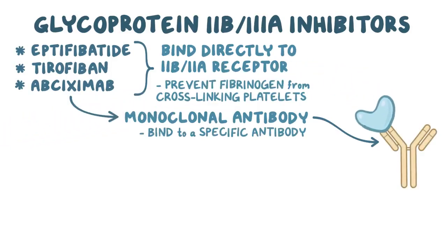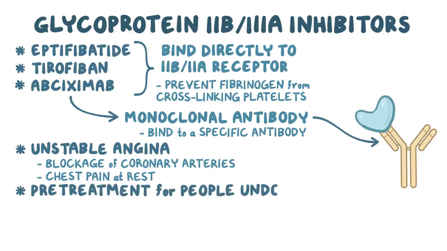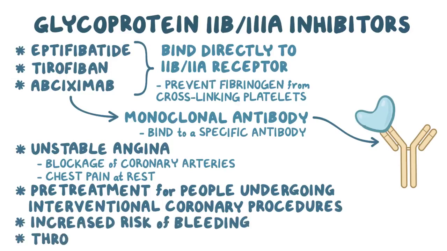Now, the glycoprotein 2b/3a inhibitors get used primarily for unstable angina, which is a condition that is caused by blockage of coronary arteries that leads to chest pain at rest. Additionally, these medications, mainly abciximab, get used as pretreatment to prevent ischemic complications for people undergoing interventional coronary procedures. These medications are all associated with an increased risk of bleeding and thrombocytopenia, or low platelets.